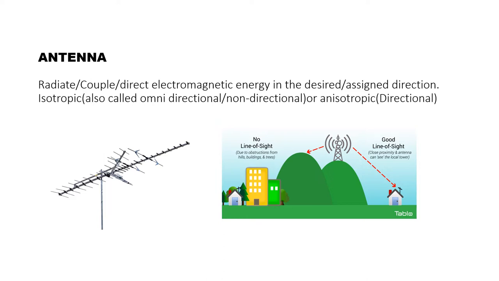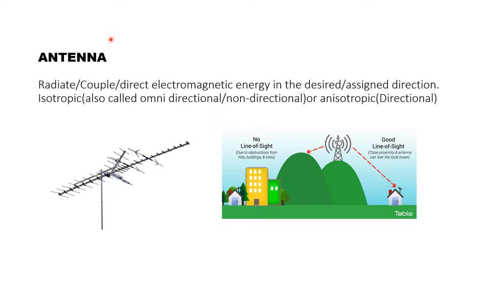So these are all we know. What will it radiate? It will radiate electromagnetic waves. So what is the source of these electromagnetic waves? The antenna will radiate electromagnetic waves, right? So what is the function of an antenna? An antenna will radiate electromagnetic waves into free space, or it will collect the electromagnetic waves from free space. So that is the function of an antenna.